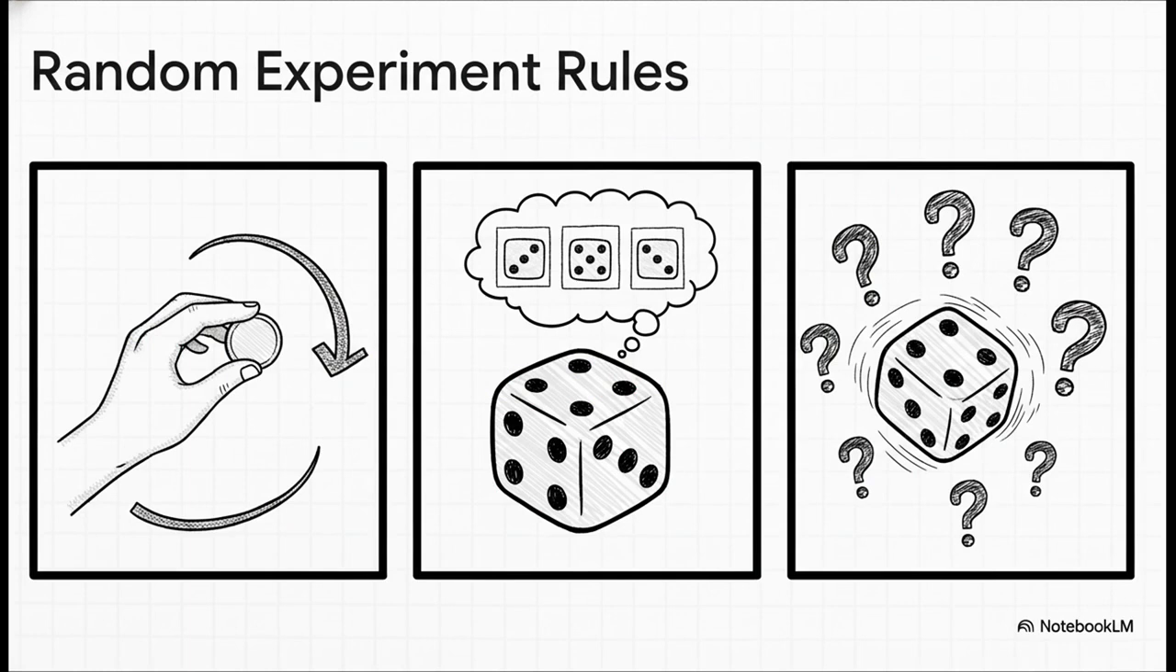So what exactly makes an experiment random to a statistician? Well, it boils down to 3 key rules. You've got to be able to repeat it under the exact same conditions. You also have to know all the possible outcomes before you even start. But here's the kicker. You can never, ever predict the actual outcome for any single try.